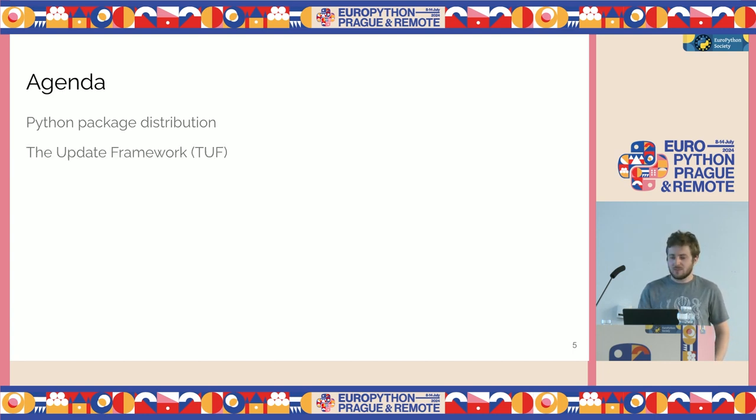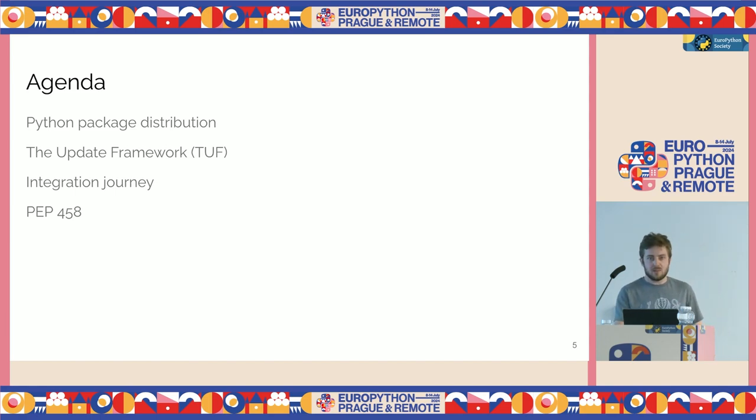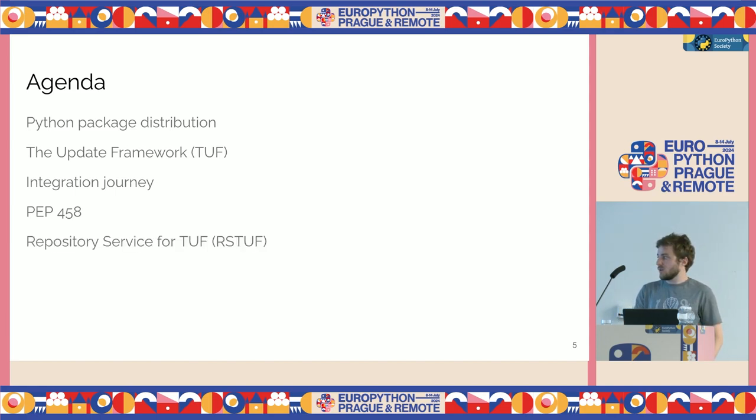Then we focus on Python package distribution with a focus on security. This is where TUF comes in, TUF short for The Update Framework. And then we'll talk about how the two fit together, the integration journey, how TUF joins the number one Python package distribution platform. This involves PEP 458 and a piece of software called Repository Service for TUF, or RSTUF in short.